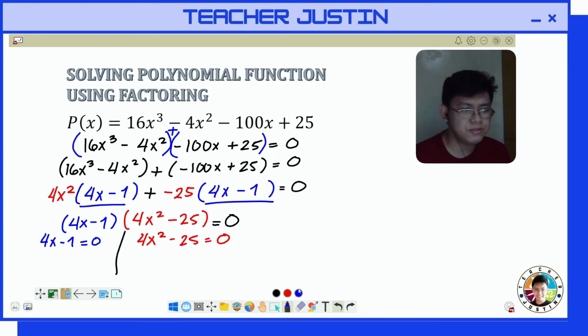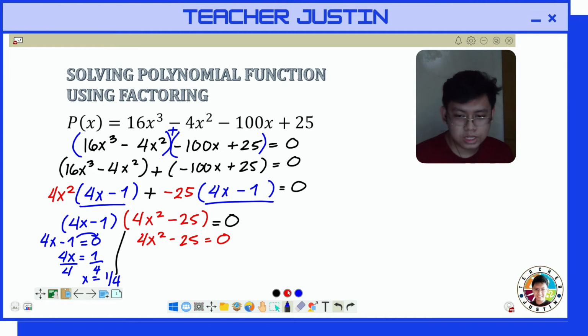Then let's solve for the value of x for each equation. So first, let's focus on 4x minus 1 is equal to 0. So transpose 1 to the other side, giving us 4x is equal to 1. Then divide both sides by 4. Our x is equal to 1/4.